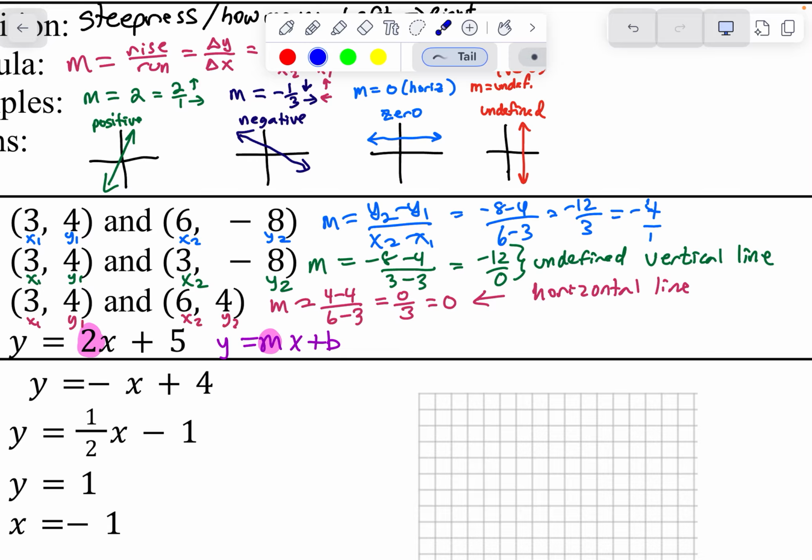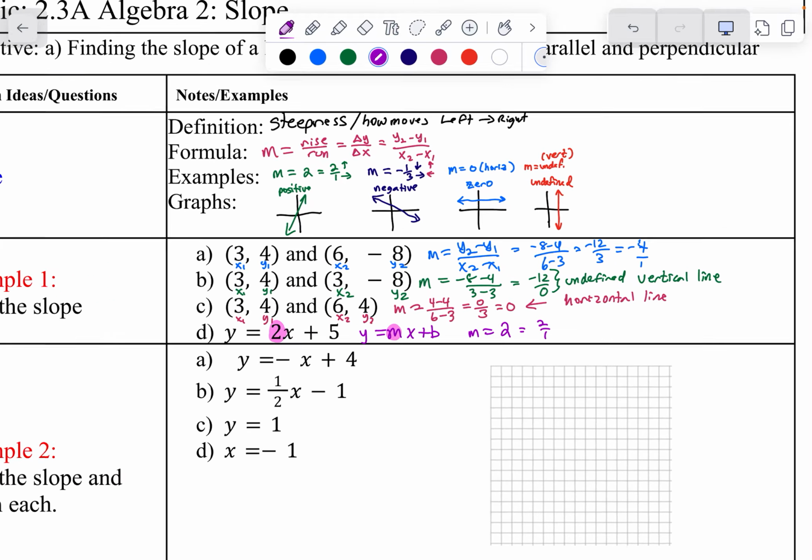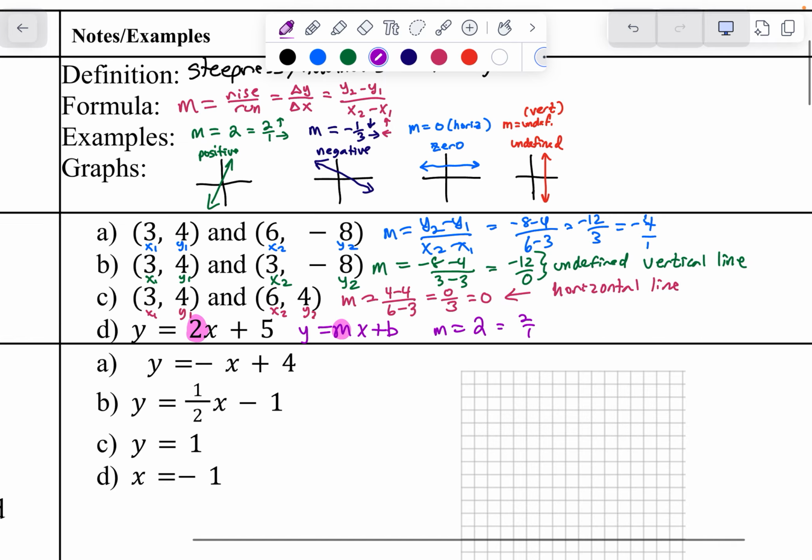Now, D, since it's in that slope-intercept form, we just get to pull out the coefficient. And the coefficient is that thing stuck on our x. If you don't see it, it's a 1. And so for this, our slope is 2. Now, you can just tell me the slope is 2. You don't have to tell me anything further. Writing it as 2 over 1 would be helpful if you were to graph it. Okay? So that's when it's helpful to see both numbers. But the answer is the slope is 2. Okay. Everybody understand or have any questions about example 1 or need more clarification about A through D there?